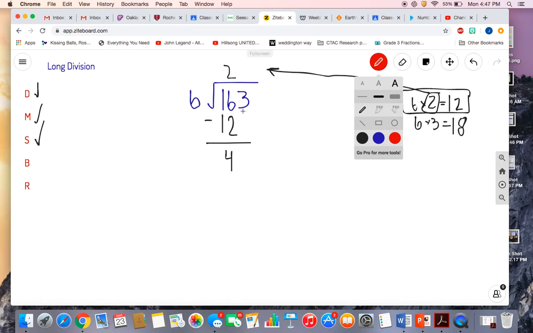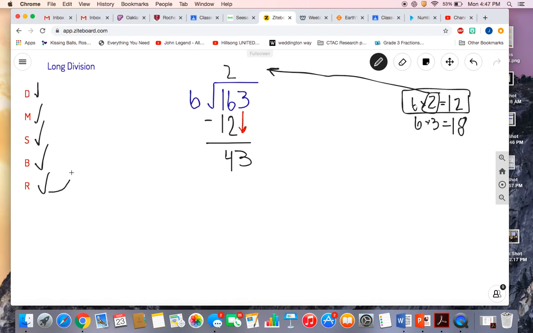Now I have to bring down my next digit, which in this case is 3. So I just did the B for bring down, and now I have to repeat. So I'm going to say to myself, okay, how many times does 6 go into 43 without going over? And I know my doubles really well, so I know that 6 times 6 is 36. So I'm going to start there.